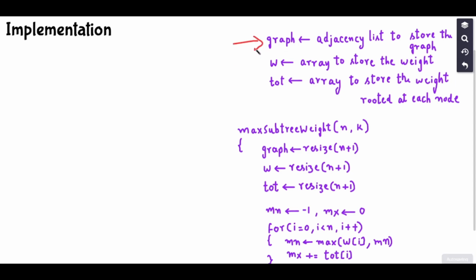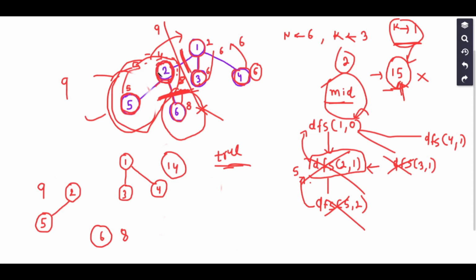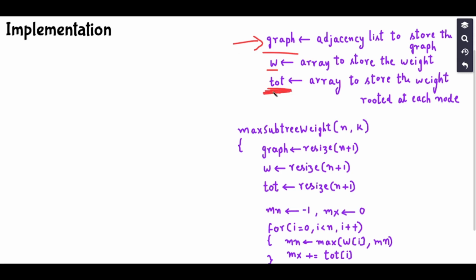So this is the implementation where this is the graph. This will basically store the given tree. This is the weights array, where we're going to store the weights. This array is going to store the weight of the subtree for every node. It has the same size as the number of nodes, and for every node it will store the weight of the subtree for that particular node. So while standing on node number 2, I had the weight 4 plus 5, 9. So this 9 will be stored in this TOT array.